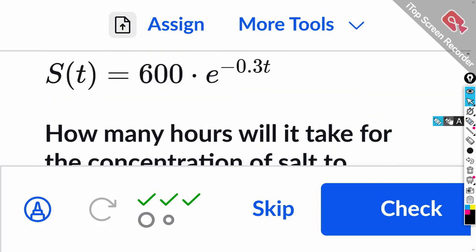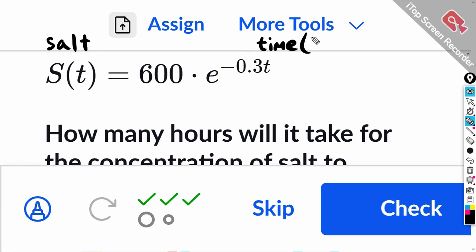All right, so S of t is the salt, and of course, t is the time in hours. All right, they want us to find the time t when the salt is 100. So in place of the salt, S of t, I'm going to plug in 100 and just rewrite the rest of the equation.